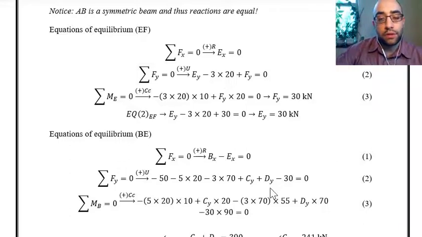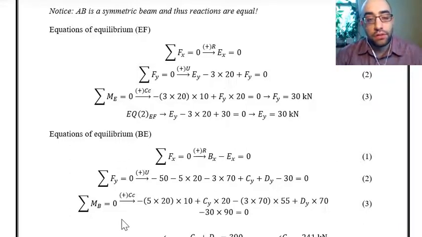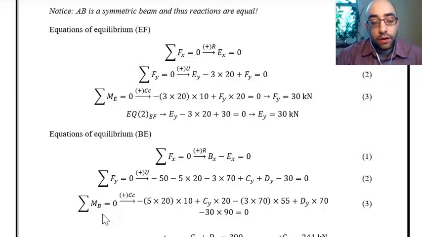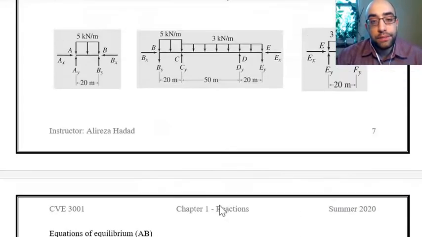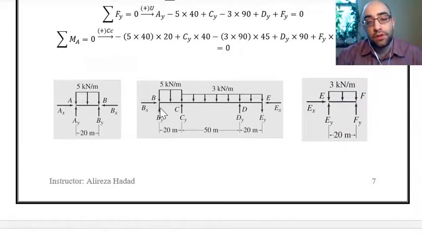I have to include another equation which is summation of moments about a point equal to 0. Over here, I assumed the point as point B. So I'm going to say summation of moments about point B equal to 0. I think by now you are familiar with the procedure. Just calculating the moments about point B.